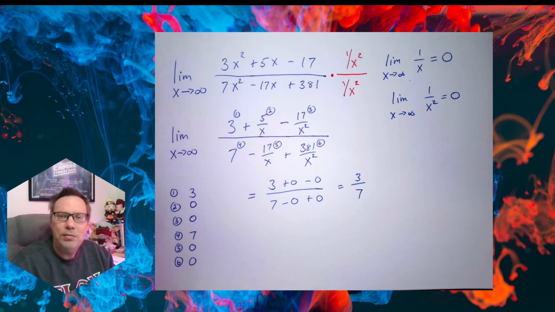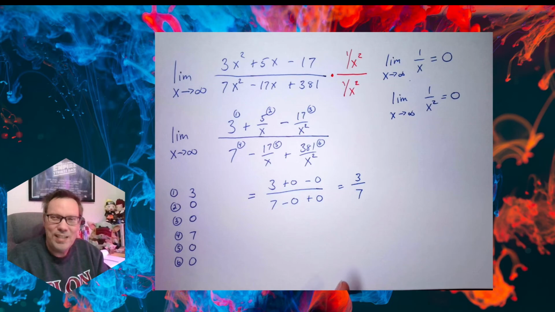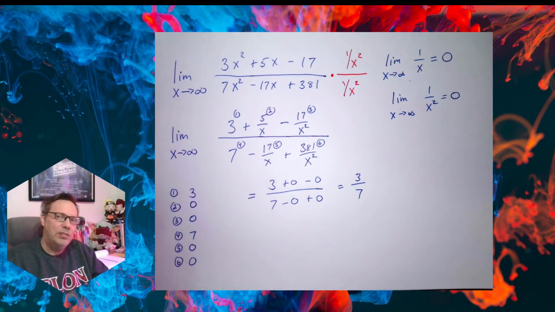So I hope this infinite limit made sense. x was going to infinity, but the limit itself was 3/7.